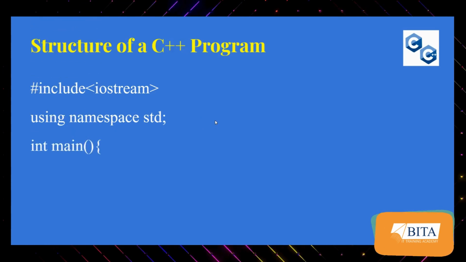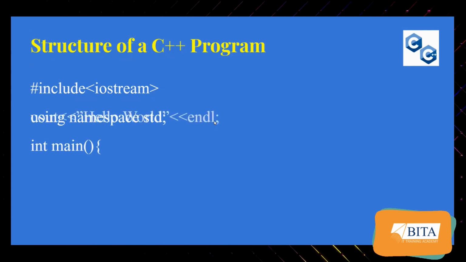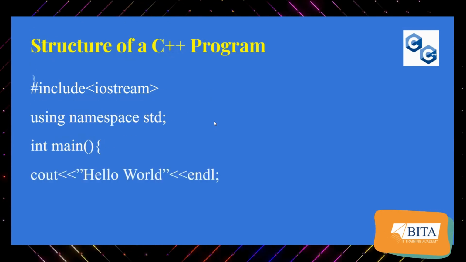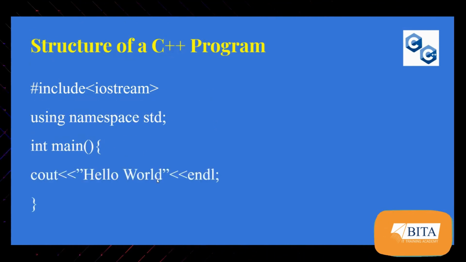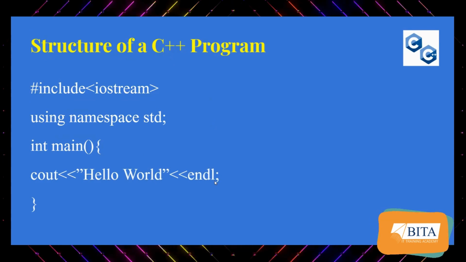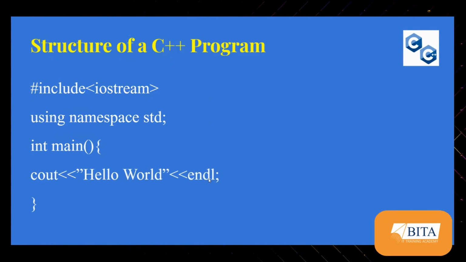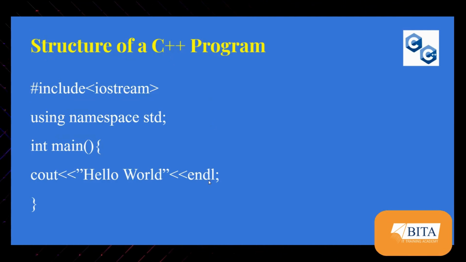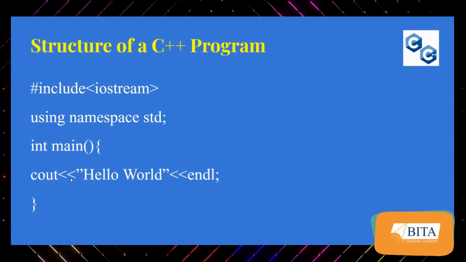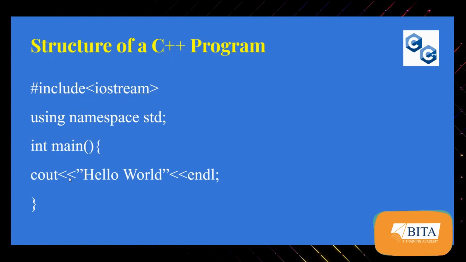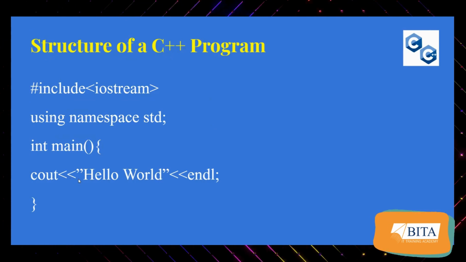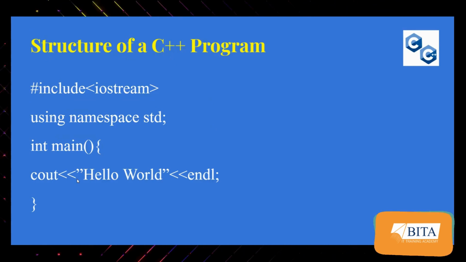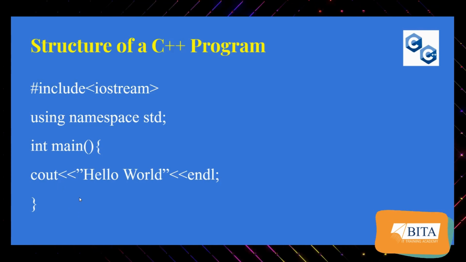It is then followed by int main. And each C++ statement ends with a semicolon. So cout << "Hello World" << endl; Here endl is the escape sequence. It is similar to \n. We can also use \n here. And this is going to be the insertion operator. This less than symbol is the insertion operator. And for cin, we are going to use the double greater than symbol, which is called the extraction operator.